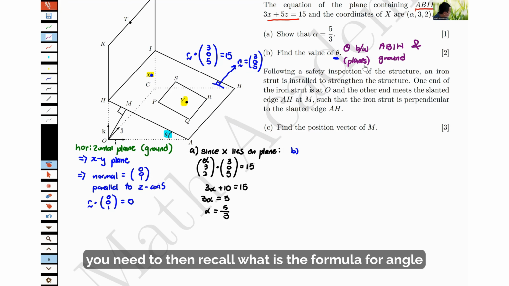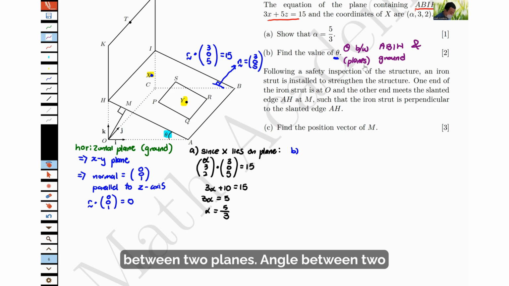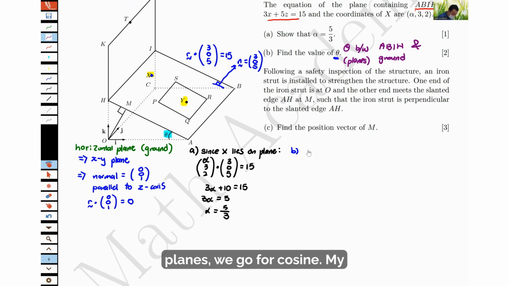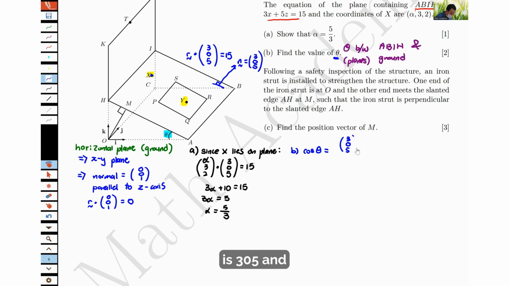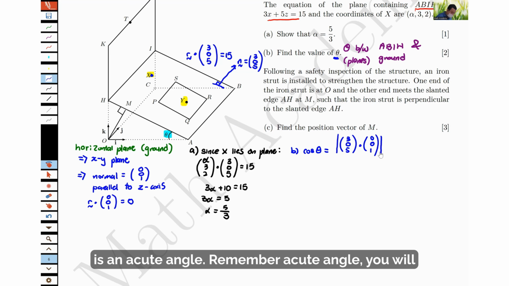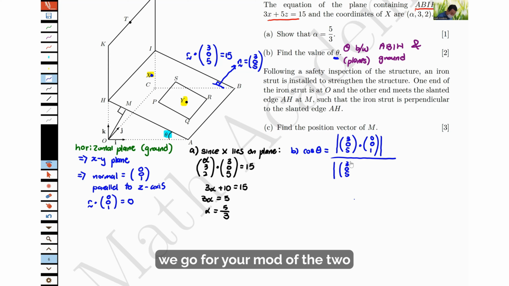So you need to then recall what is the formula for the angle between two planes. For the angle between two planes, we go for cosine. My cosine theta will be, you apply the formula, the top will be the dot product of the normal vectors. The normal vectors are (3, 0, 5) and (0, 0, 1). It is an acute angle. Remember, for an acute angle, you will force the modulus to appear at the top. For the denominator, we go for the modulus of the two vectors.